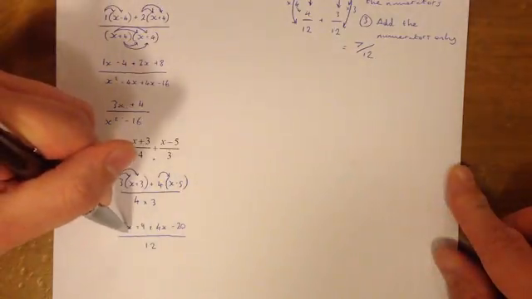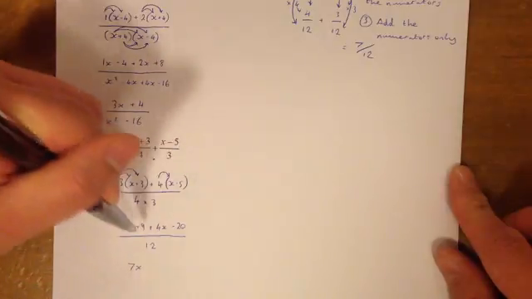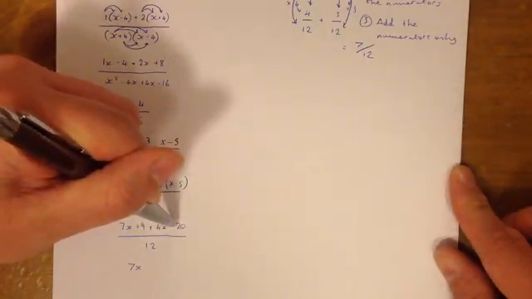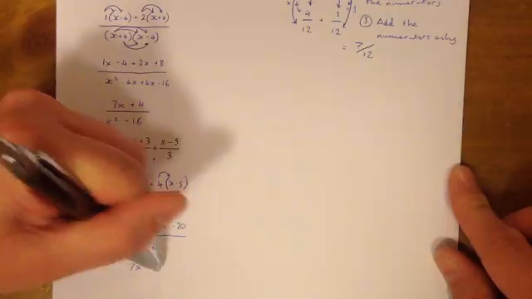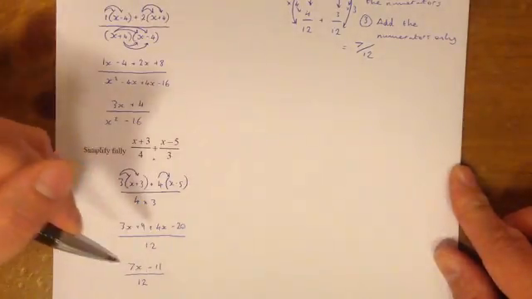Let's tidy this up. So 3x goes with plus 4x to make 7x. And plus 9 subtract 20 is minus 11. All over our common denominator of 12.